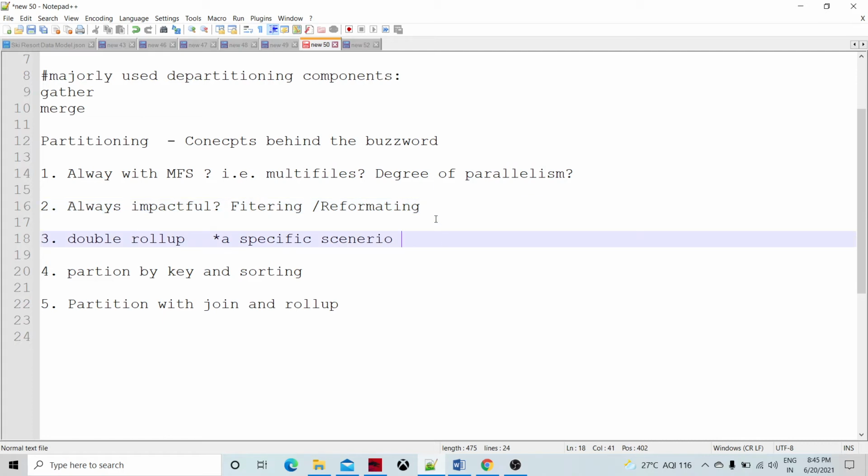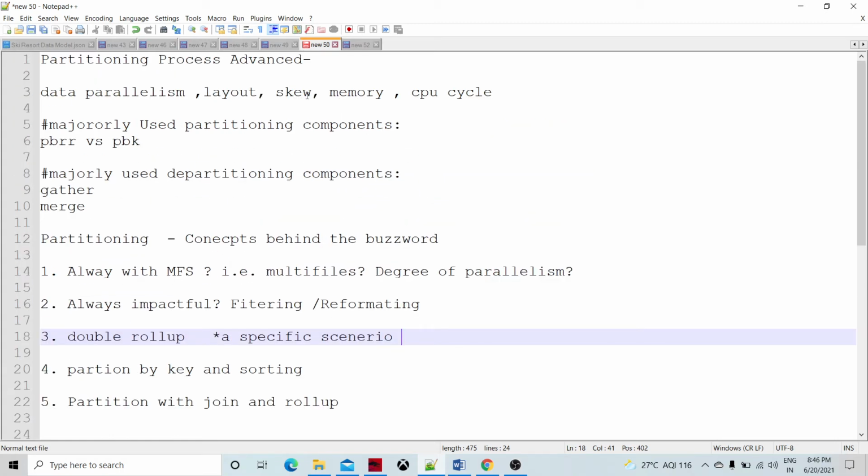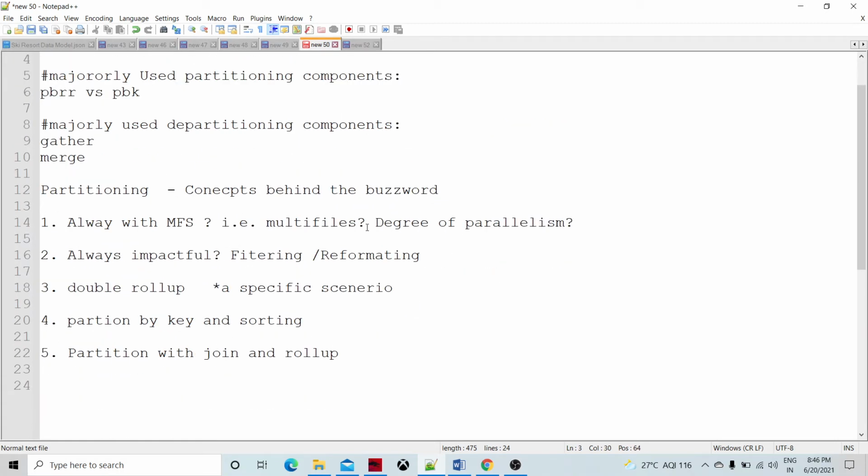So we also need to think about that while determining the processing of the graph, whether we are using the multi-file system or not, right? And we talked about skew. There are two ways to handle it. I have already discussed the double roll-up scenario in one of my previous video sessions, when we were talking about roll-up scenarios or maybe the design solution.